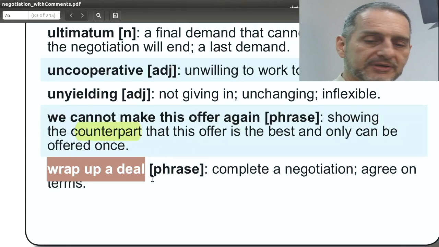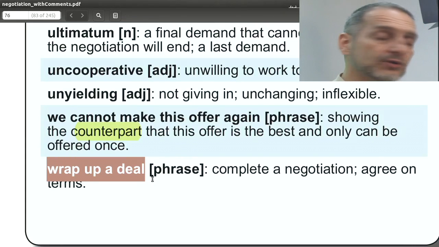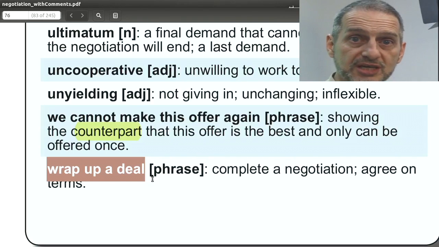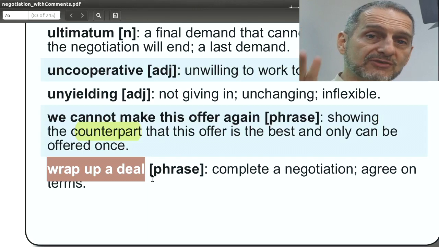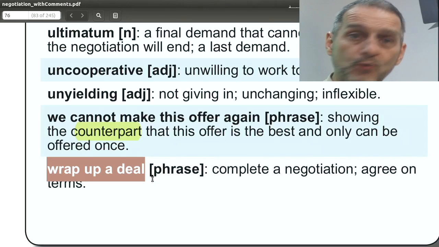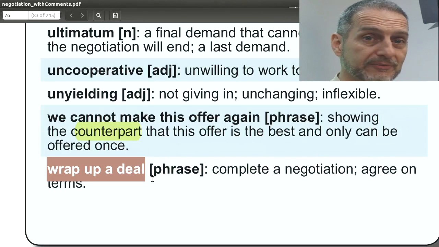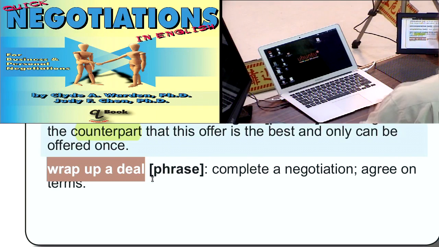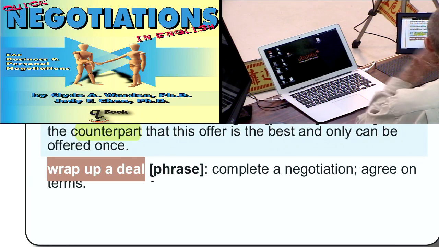Wrap up a deal. Wrap up. So here we're going to wrap up a deal, meaning that the deal is done. And you can say this in your negotiation. If you can just give me 50 cents more, we can wrap up this deal. If we can agree on the shipping terms, we can wrap up this deal. I want to wrap up this deal now. And then you can get that.